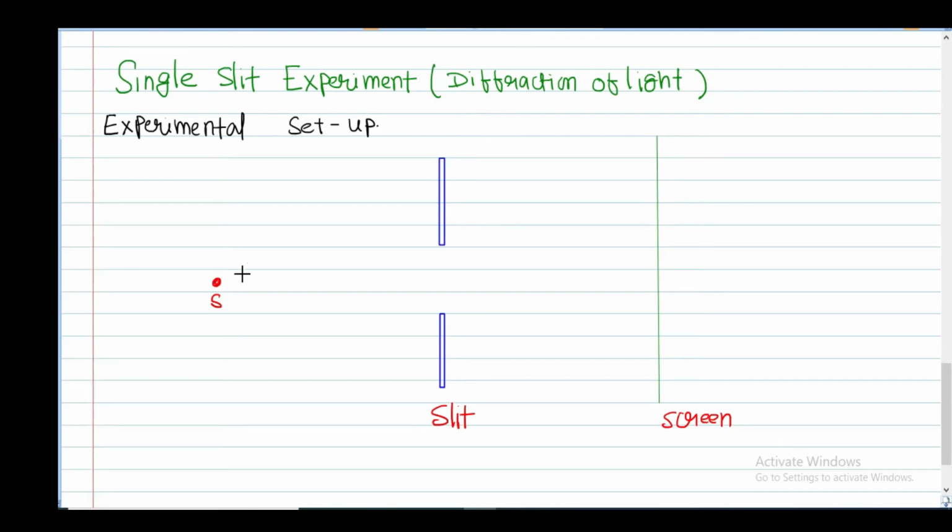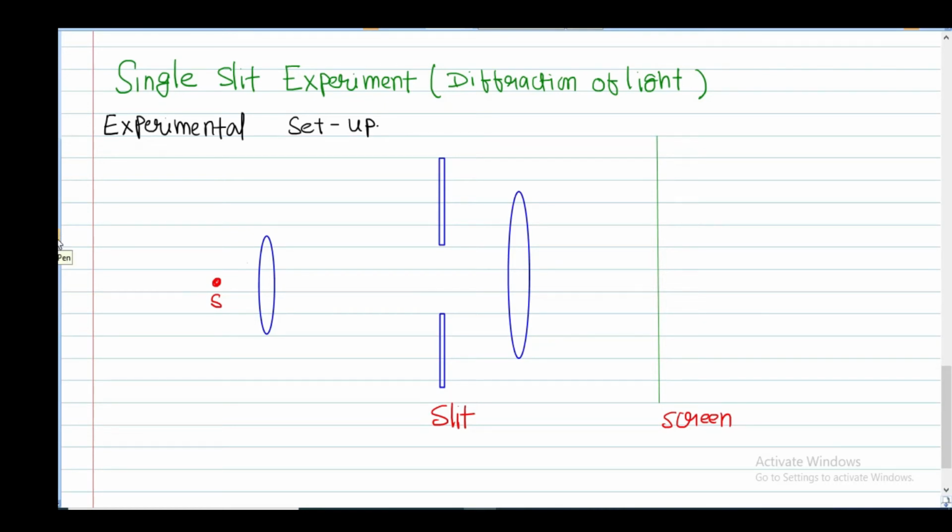Convex lenses are there. This is your first convex lens, and we have another convex lens here. You can see it there. Two convex lenses are there. Now let me draw the diagram.